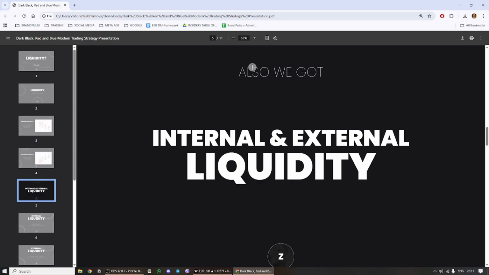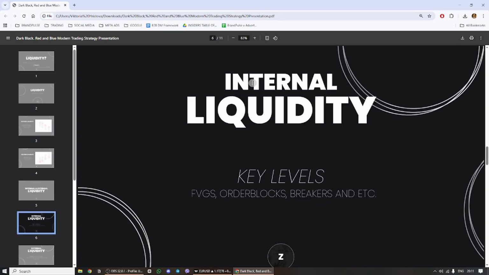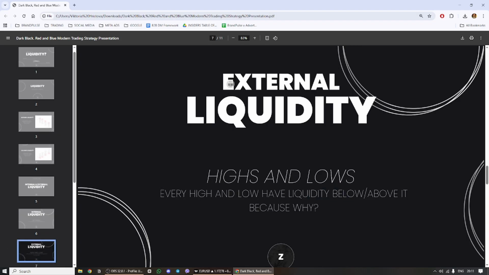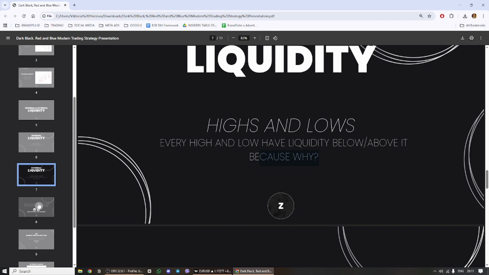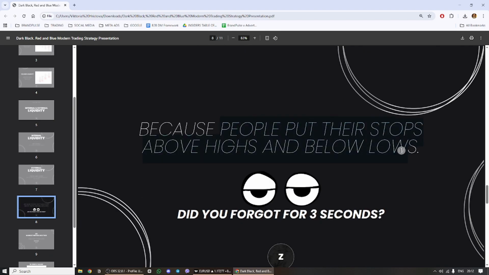We also have internal and external liquidity. Internal liquidity is key levels, mainly FVGs, order blocks, breakers, and all the PD arrays from ICT himself. External liquidity is highs and lows, and every high and low has liquidity below it and above it. Because why? Because people put their stops above them. Did you forget?